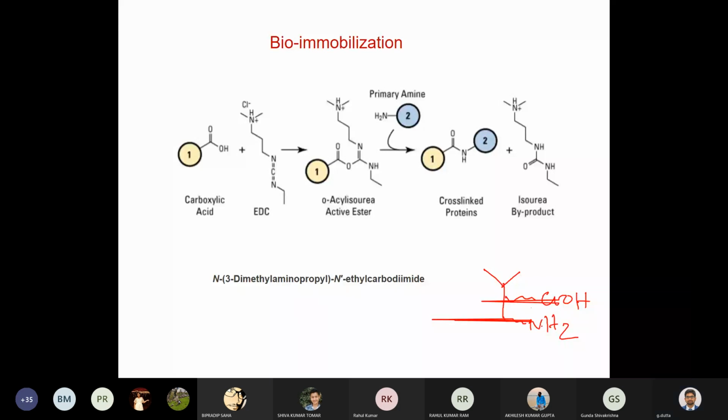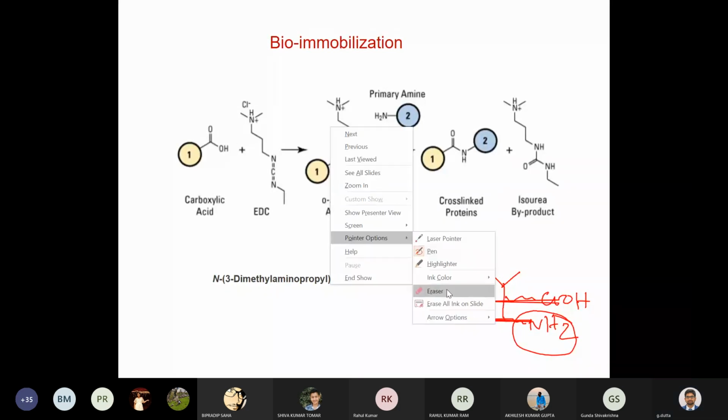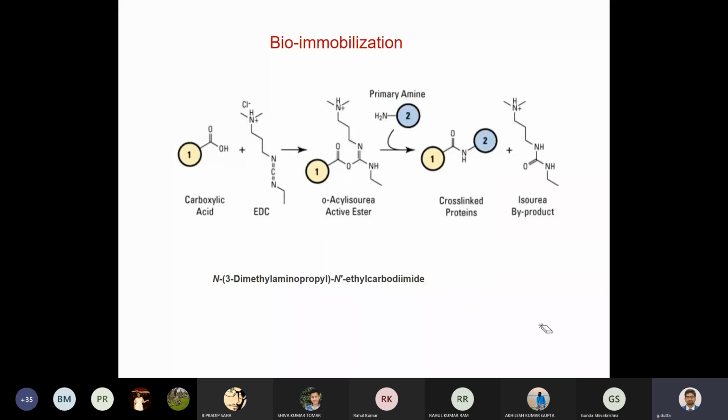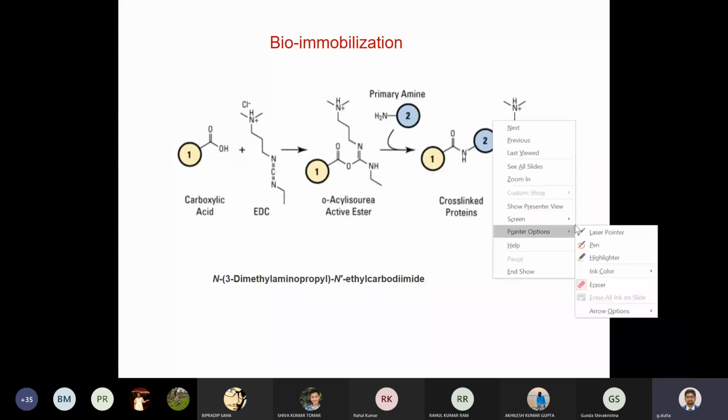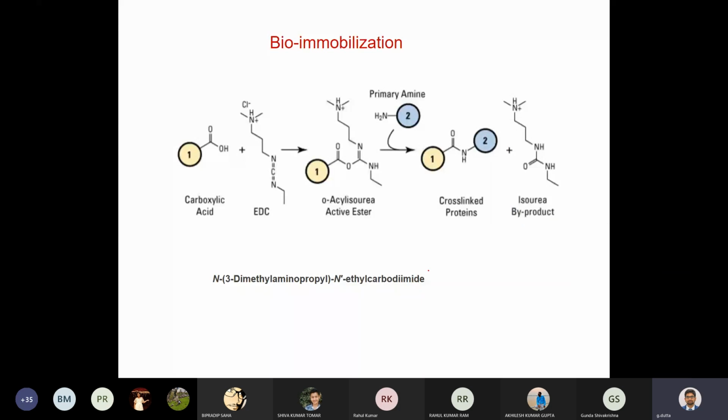Now, what will we do? We can add some linker with the antibody that will help to bind it on the sensor surface. Suppose you want to consider the amine group. You want to modify your antibody on the sensor surface. This question may come in your mid-sem exam: how will you modify the antibody on a gold nanoparticle modified surface? Something like this question I may ask.